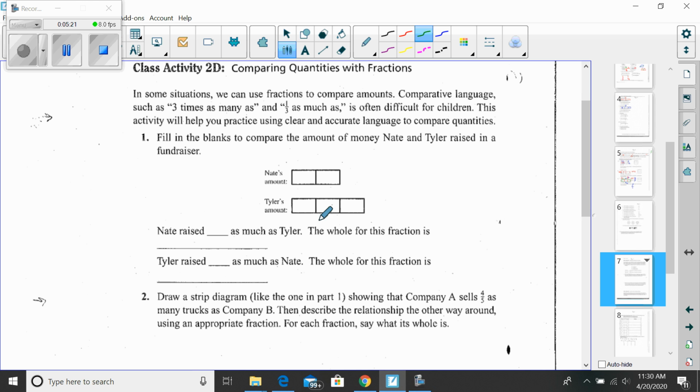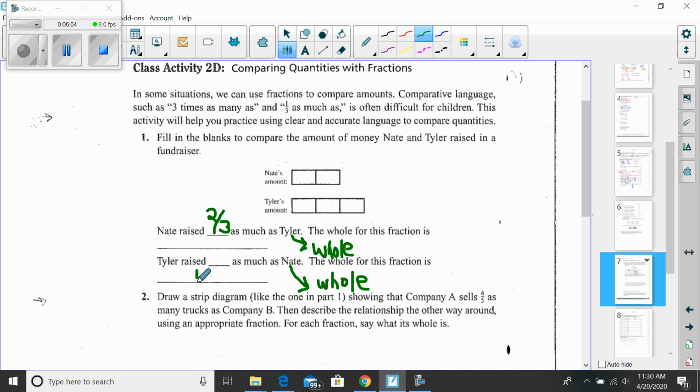If I say Nate raised blank as much as Tyler, then Tyler's amount is considered the whole, because we're comparing to Tyler. So Nate would have raised, and no one has trouble with this, 2/3 as much as Tyler. The whole for this fraction is Tyler's amount, which is the 3 bars. I'm not going to try to write it here. But now, if I say Tyler raised blank as much as Nate, Nate becomes the whole because I'm going to compare to Nate.